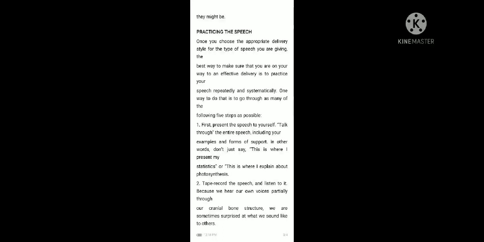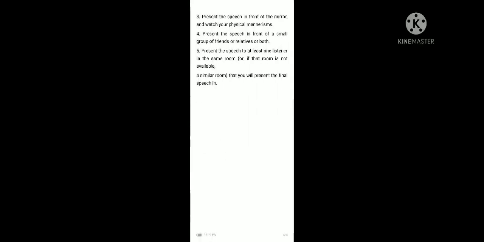First, present the speech to yourself, go through the entire speech, including your examples and forms of support. In other words, don't just say this is where I present my statistic, or this is where I explain photosynthesis. Second, tape record the speech and listen to it, because we hear our own voices, particularly through our cranial bone structure. We are sometimes surprised at what we sound like to others.